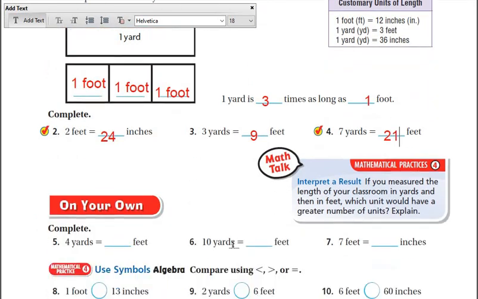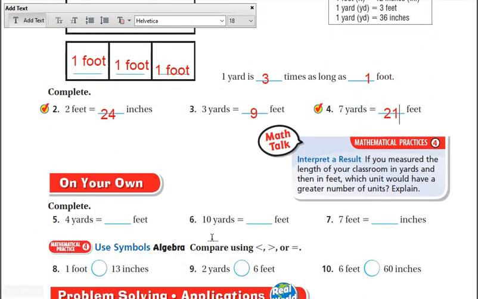Here, on your own, you will solve 5, 6, and 7. And let's solve together number 8, 9, and 10. Here we will compare using less than, greater than, or equal to. In number 8, I have 1 foot and on the other side 13 inches. When comparing two different units, we have to convert one to the other, to compare two same amounts to make it easy for us to compare well.